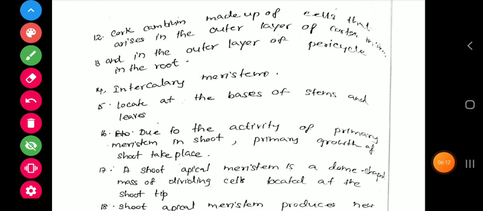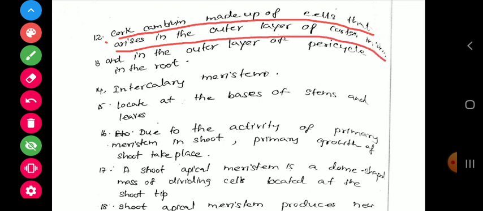Cork cambium is made up of cells that arise in the outer layer of the cortex in the stem and in the outer layer of the pericycle in the root. Very important points these are.